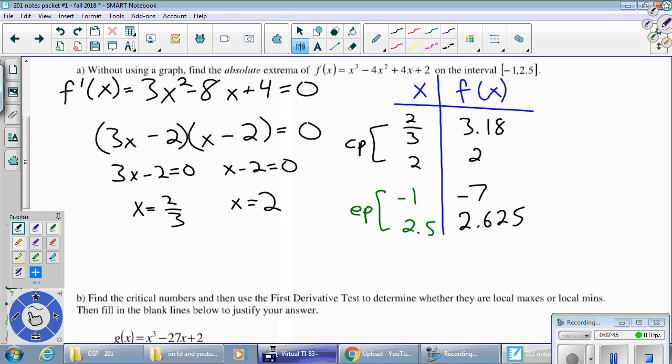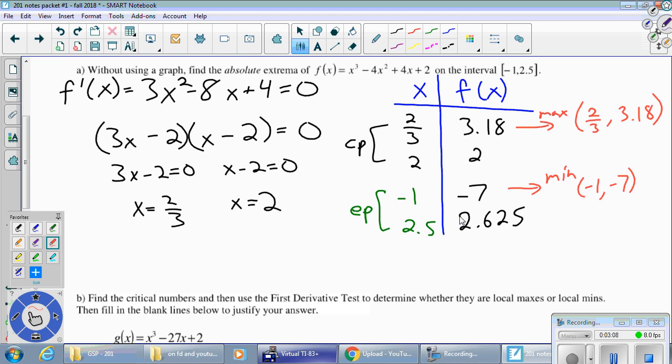So for the absolute min, we're just looking for the lowest y value anywhere. That's the -7. So -1, -7. And then the absolute max is the highest y value anywhere. That's this one at the top. 2/3, and I'm guessing this 3.18 is an approximation. So those are the absolute extrema of this function.